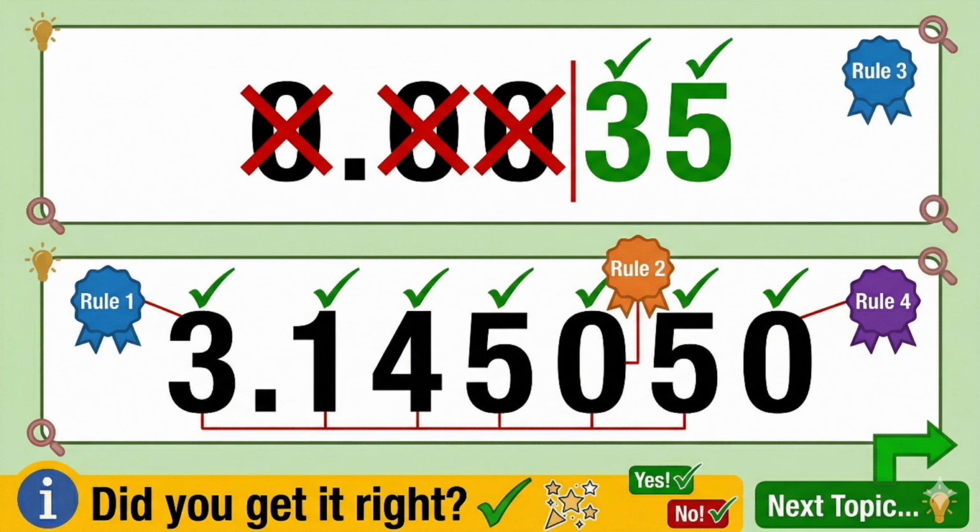Answer for question 2. 3.145050 has 6 significant figures. We count all of them. The first 4 digits are non-zero, so they count. The 0 between the 5s counts because of Rule 2, and the trailing 0 counts because of Rule 4. If you got both right, you're doing great.